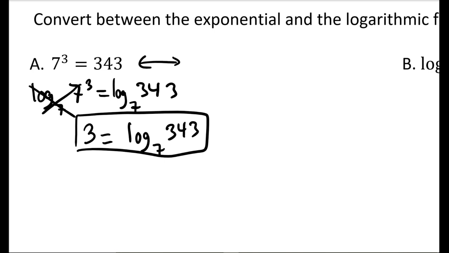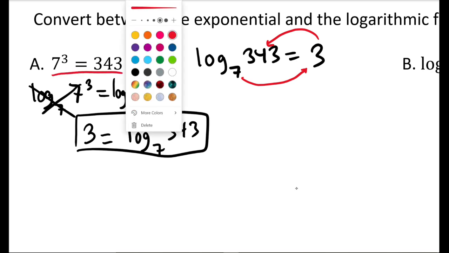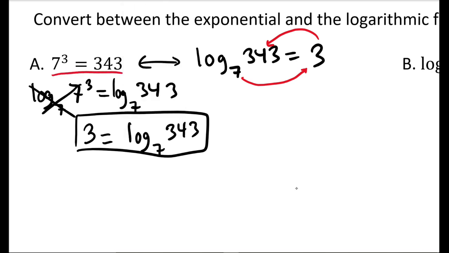So if I convert this to the log form, it would be log base 7 of 343 equals 3. So note that if you did 7 raised to the third equals 343, you would actually get the exponential form. That's just a quick little shortcut, but it's essential that you understand how to cancel stuff out when we're talking about logs and exponentials.